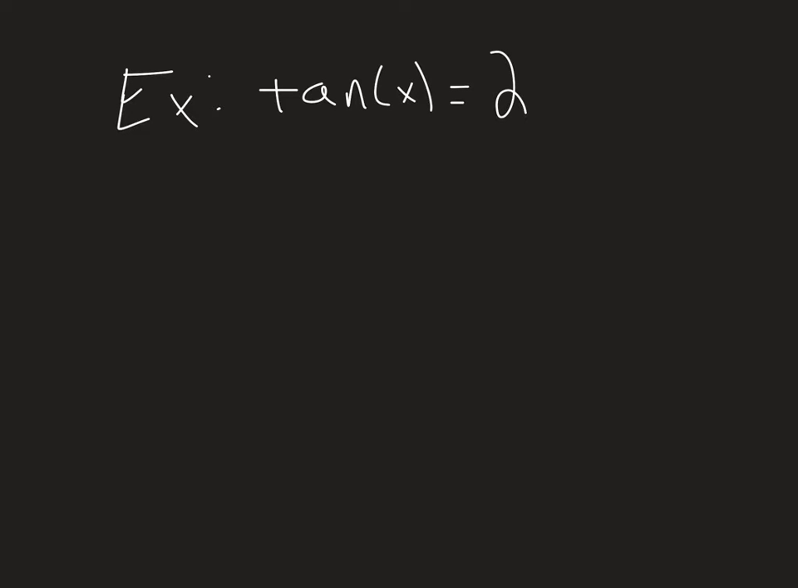So let's say we were asked to solve this equation, tangent of x. Actually, you know what, let's call that theta. Tangent of theta equals 2. Now, tangent is different because if we're talking about a unit circle anyway, which we know all trigonometric functions are based on the unit circle.